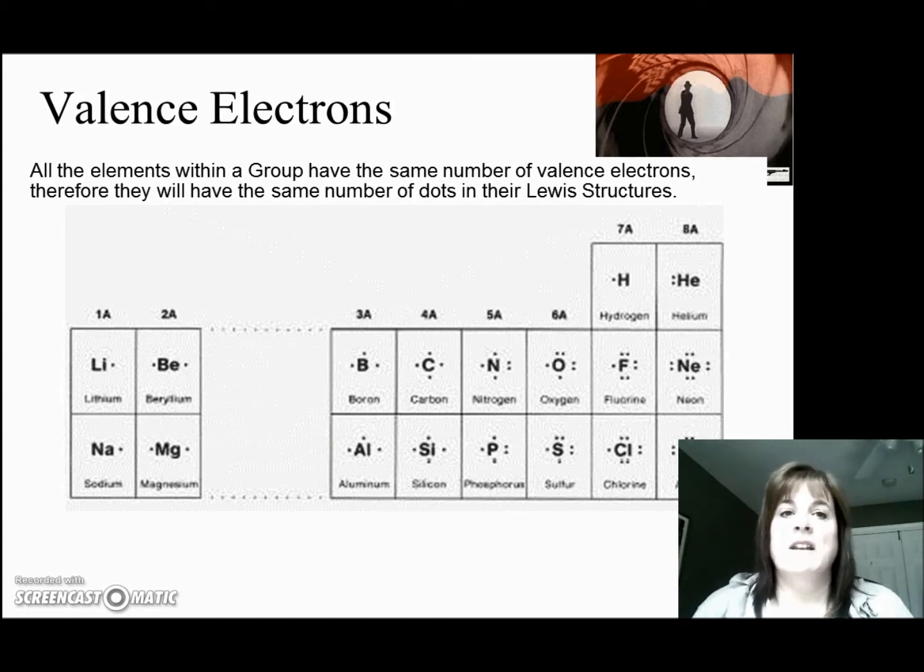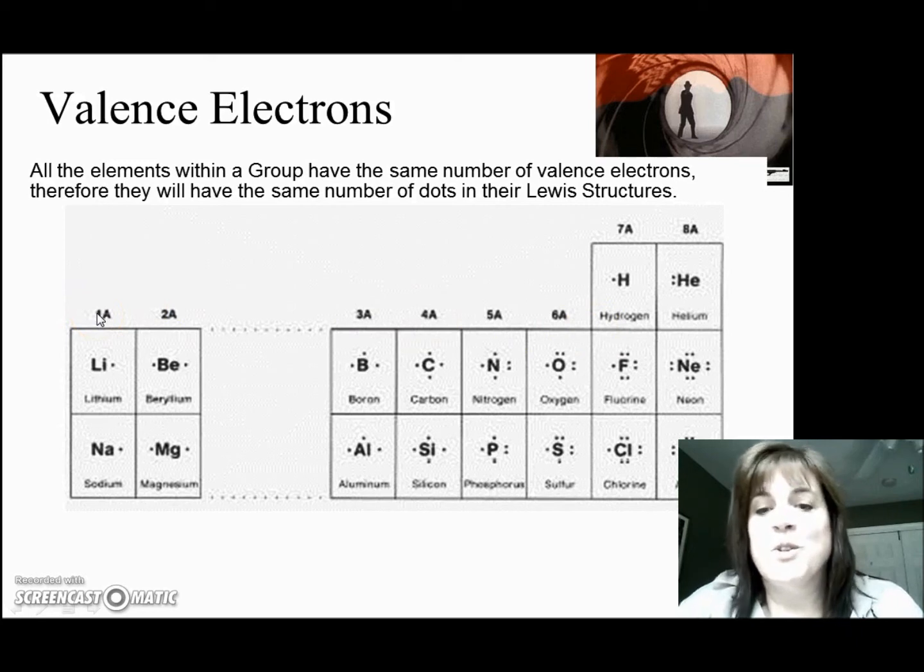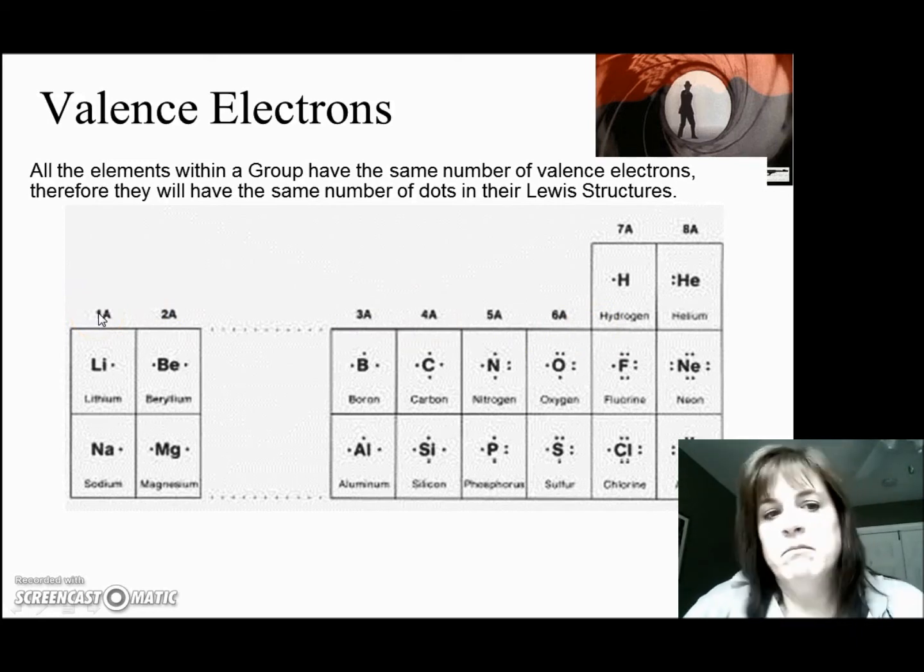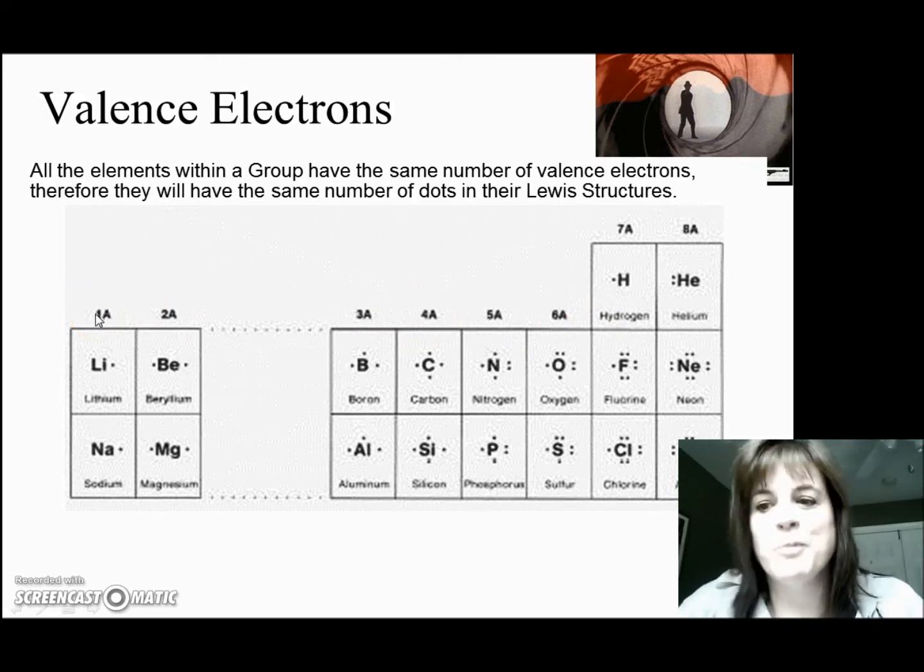But let's review again the valence electrons. How do you find out how many there are? Well, you look at the number at the top of the column. Of course, on our periodic table, those numbers are Roman numerals, but hopefully you can read some Roman numerals.